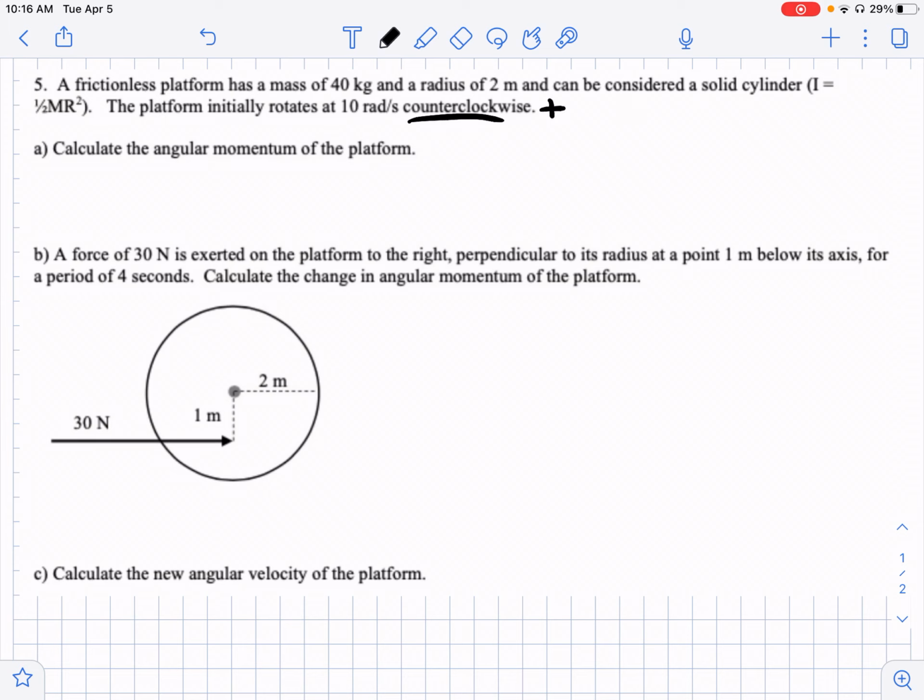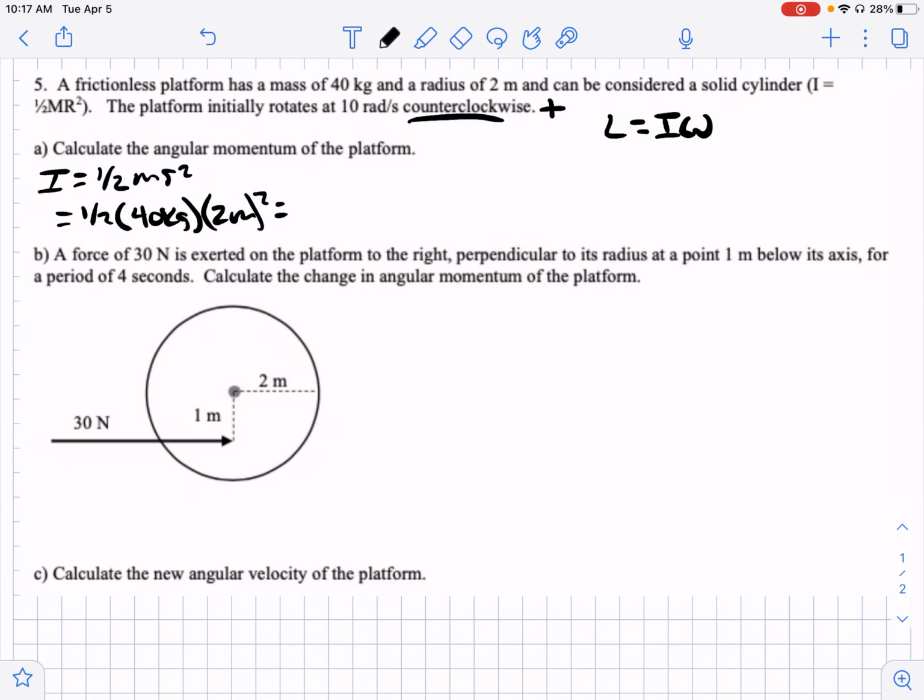In part A, we are trying to calculate the angular momentum of the platform. So our equation for angular momentum, L, is equal to that rotational inertia times the angular velocity. So first step, let's solve for that rotational inertia. And we'll use that equation that they gave us, 1/2 mr squared. We'll plug in our numbers. So 1/2, the mass is 40 kilograms. Radius is 2 meters. And then that's squared. So you end up with 80 kilograms times meters squared.